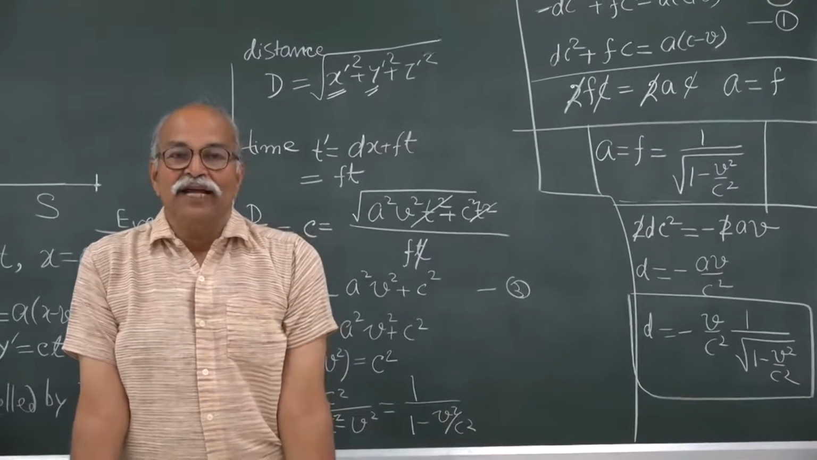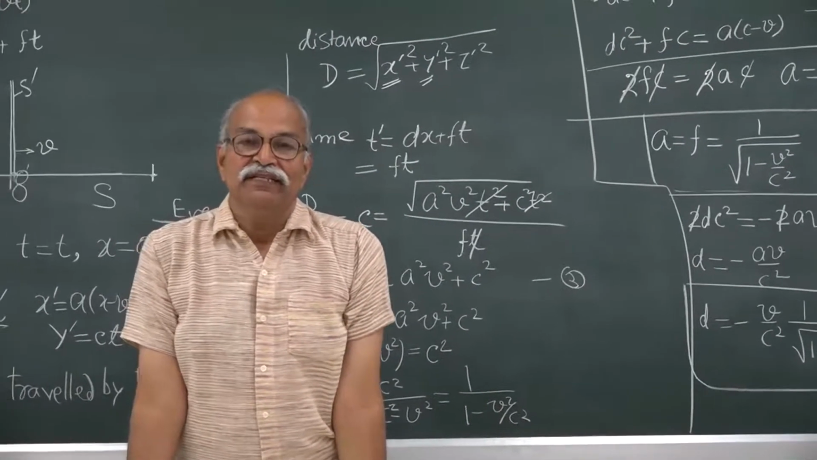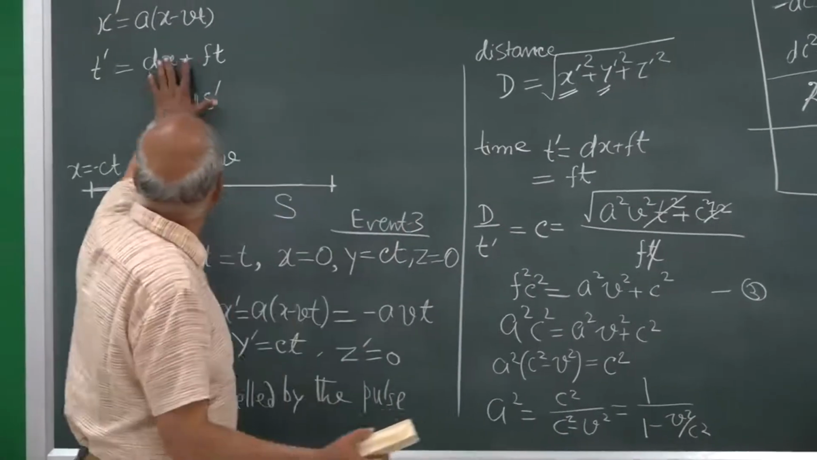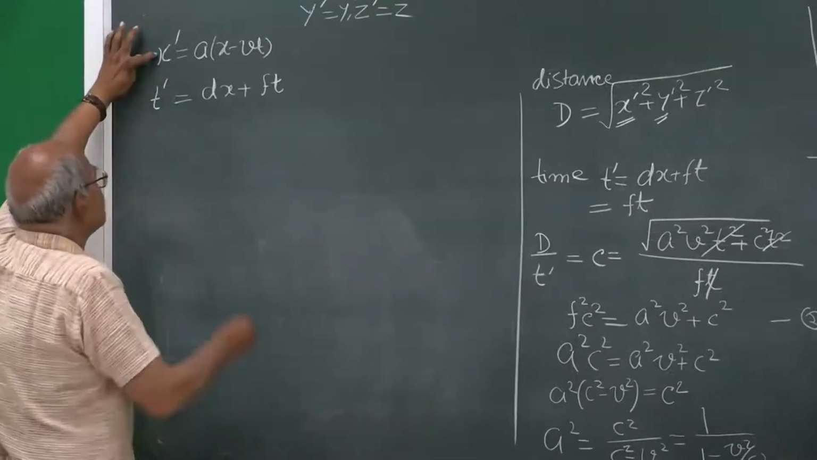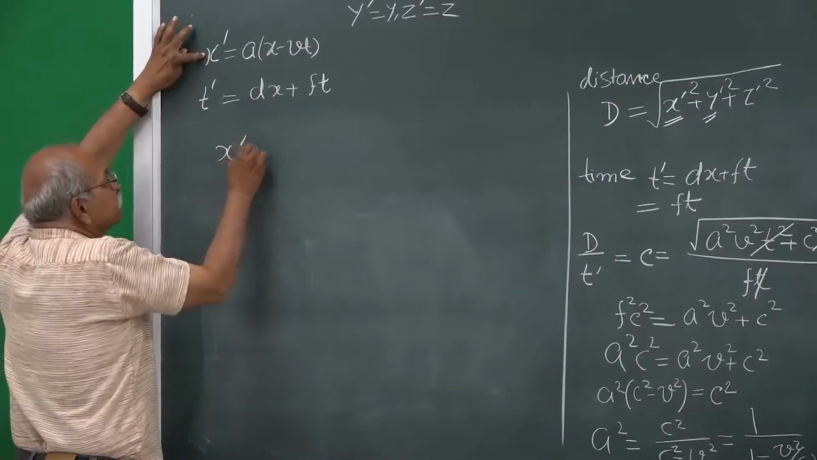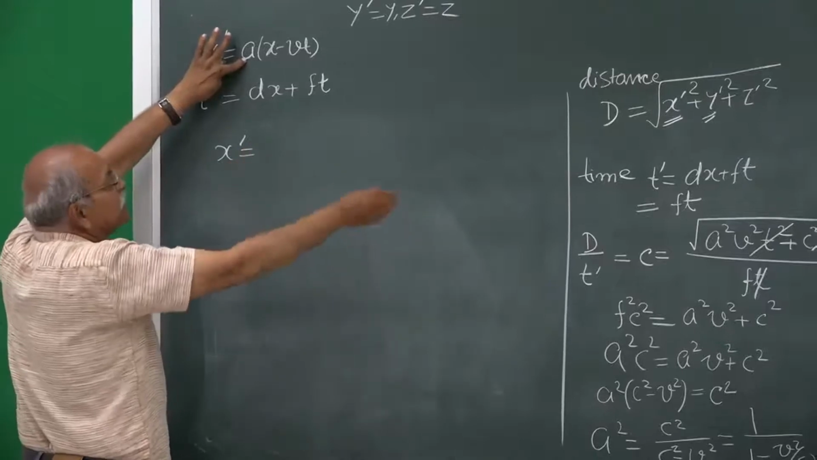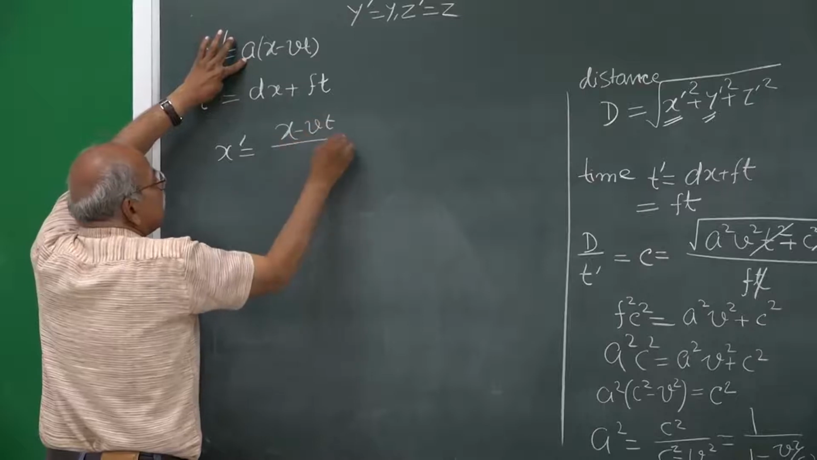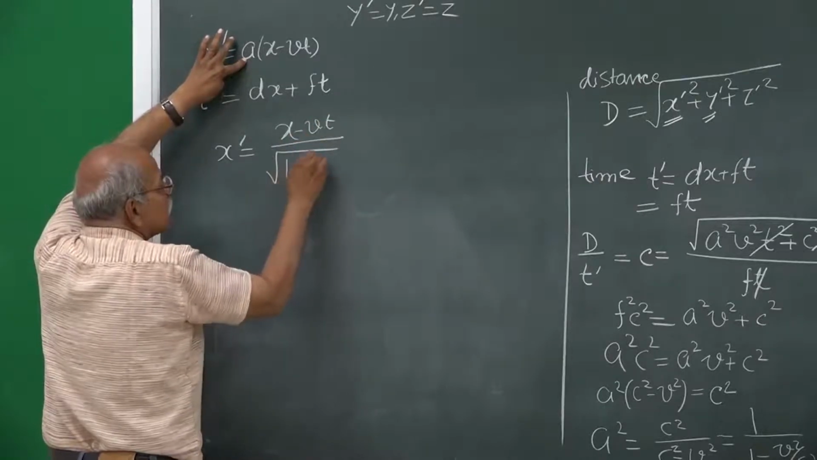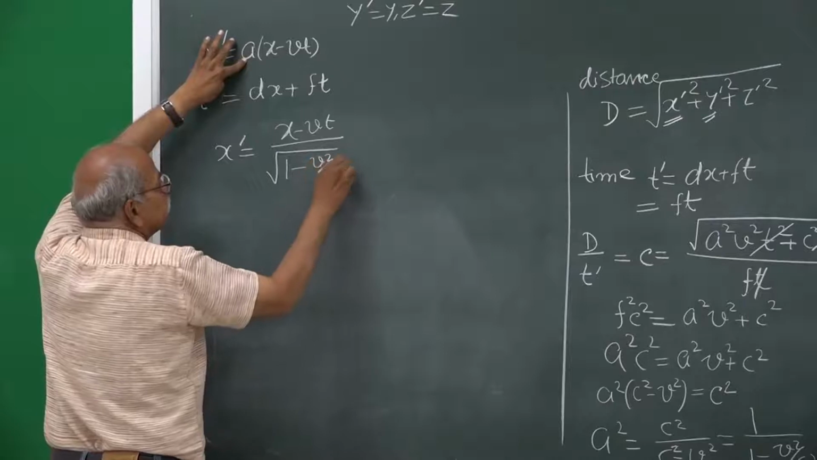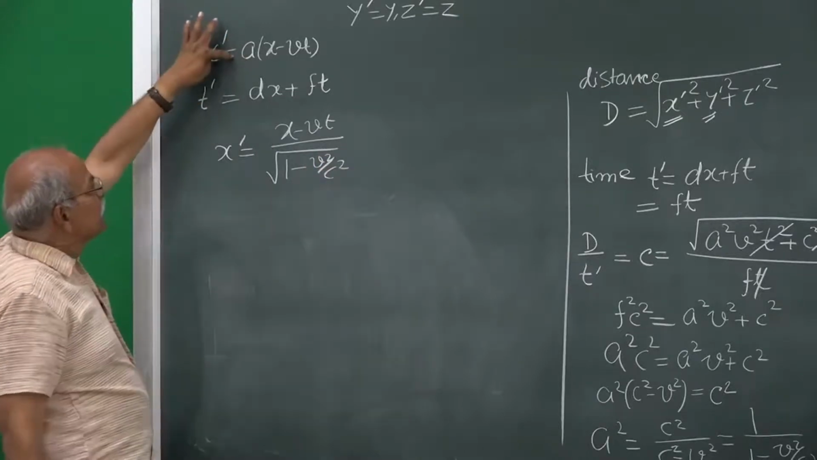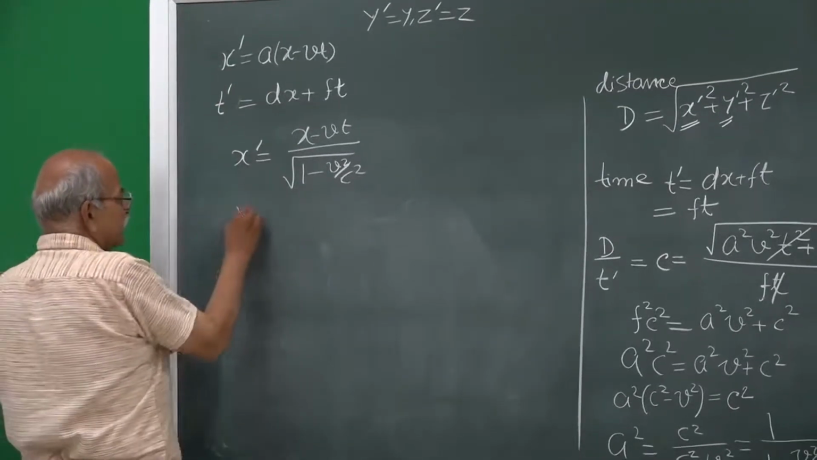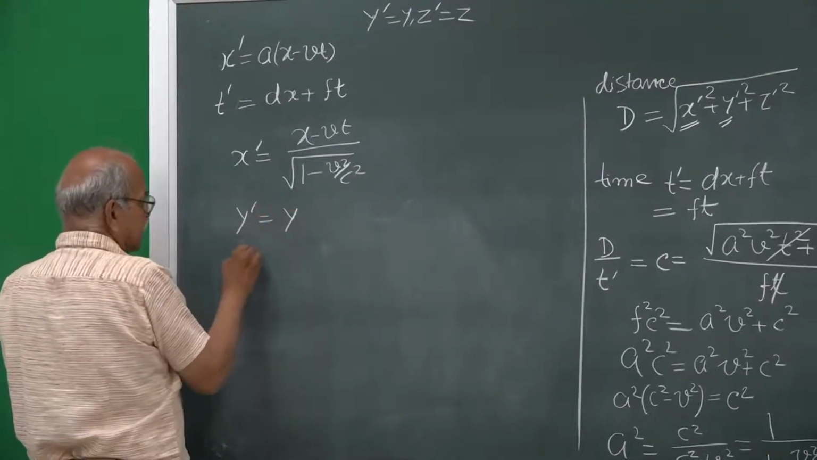So, we are ready to write the Lorentz transform equation in its final form. Start from here once again: x prime equal to A, I know what is A, x minus Vt divided by square root of 1 minus V square by C square. A is 1 by square root 1 minus V square by C square. y prime is y, and z prime is z.